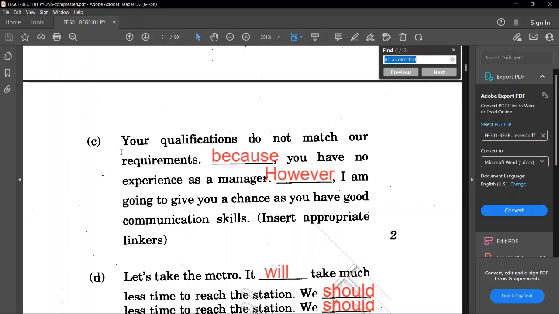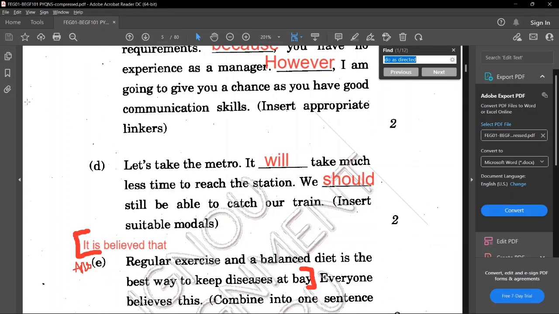Next up, question D. Let's take the metro. It blank take much less time to reach the station. We blank still be able to catch our train. Insert suitable modals. Modals, as I told you, are should, would, and could. Will, may, and may not. Some words like that.